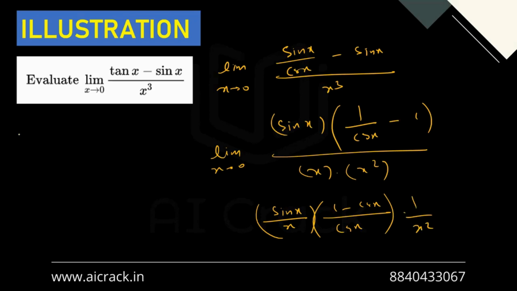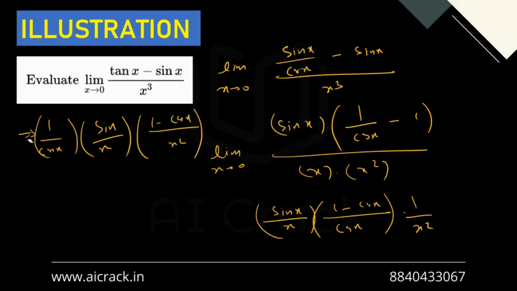So eventually it becomes 1 upon cos x, one limit, sin x by x, second limit, and the third limit would be 1 minus cos x by x square, right? Limit x approaches 0. Okay, now this one is 1 only, because 1 by cos 0 is 1. This one is 1, we have proved that, and this one is 1 by 2.